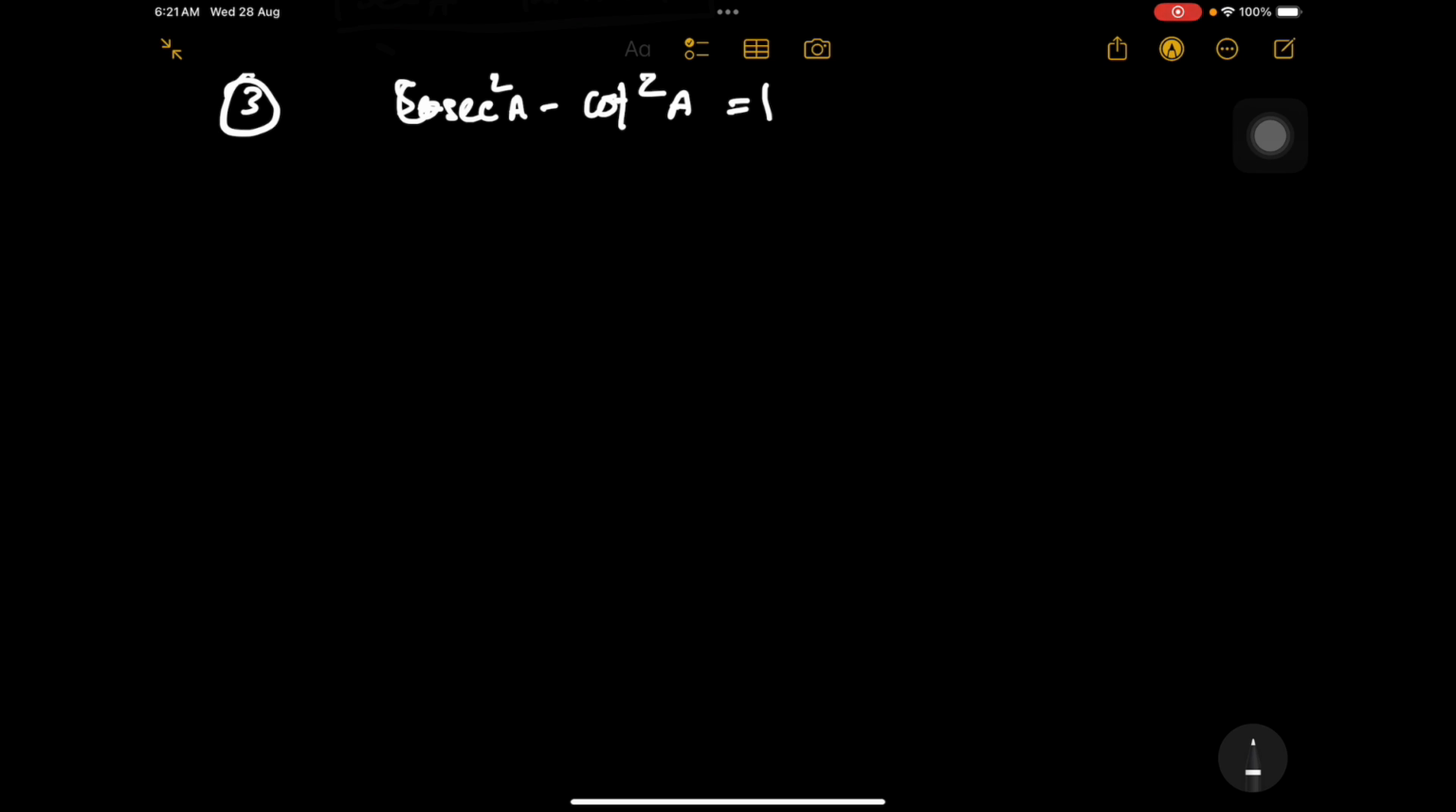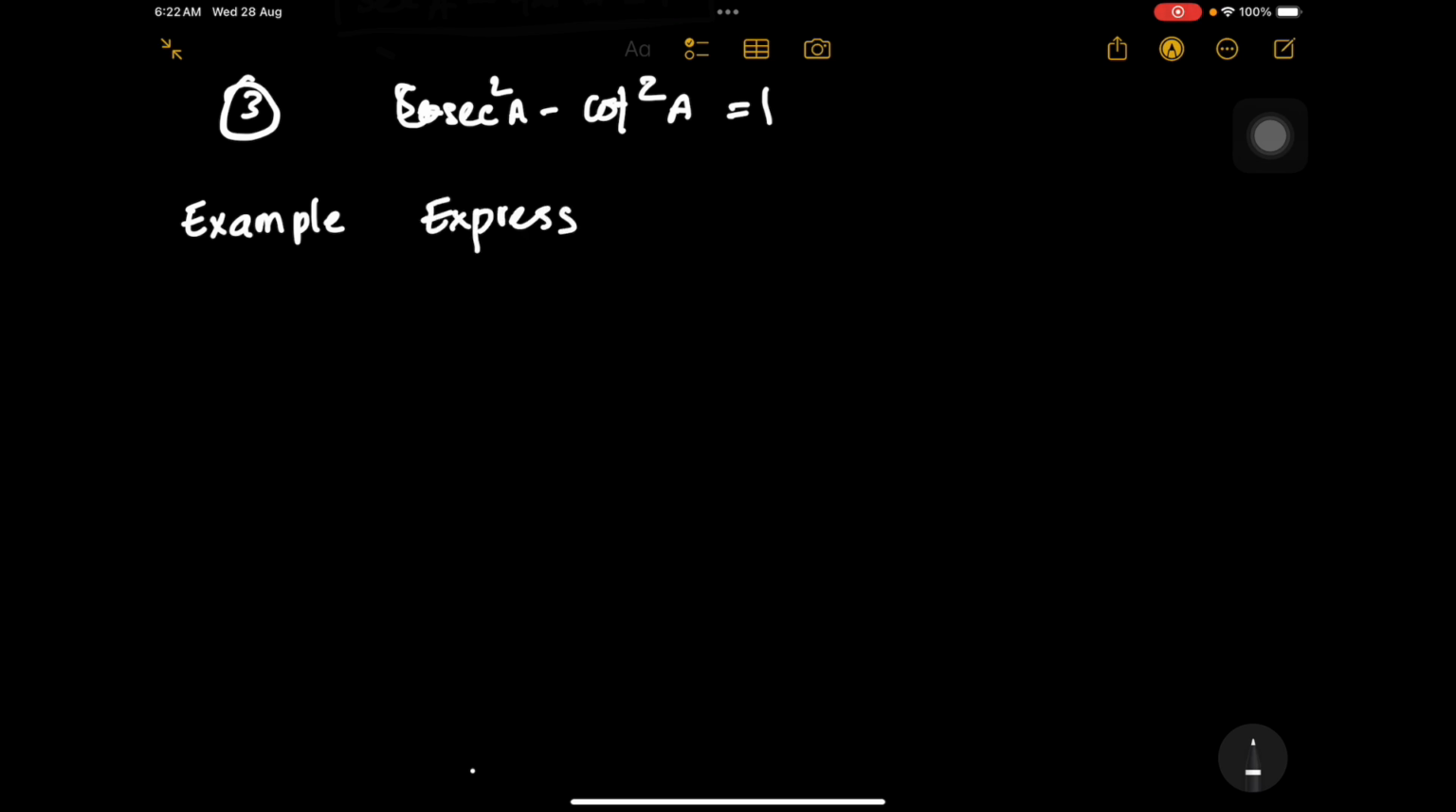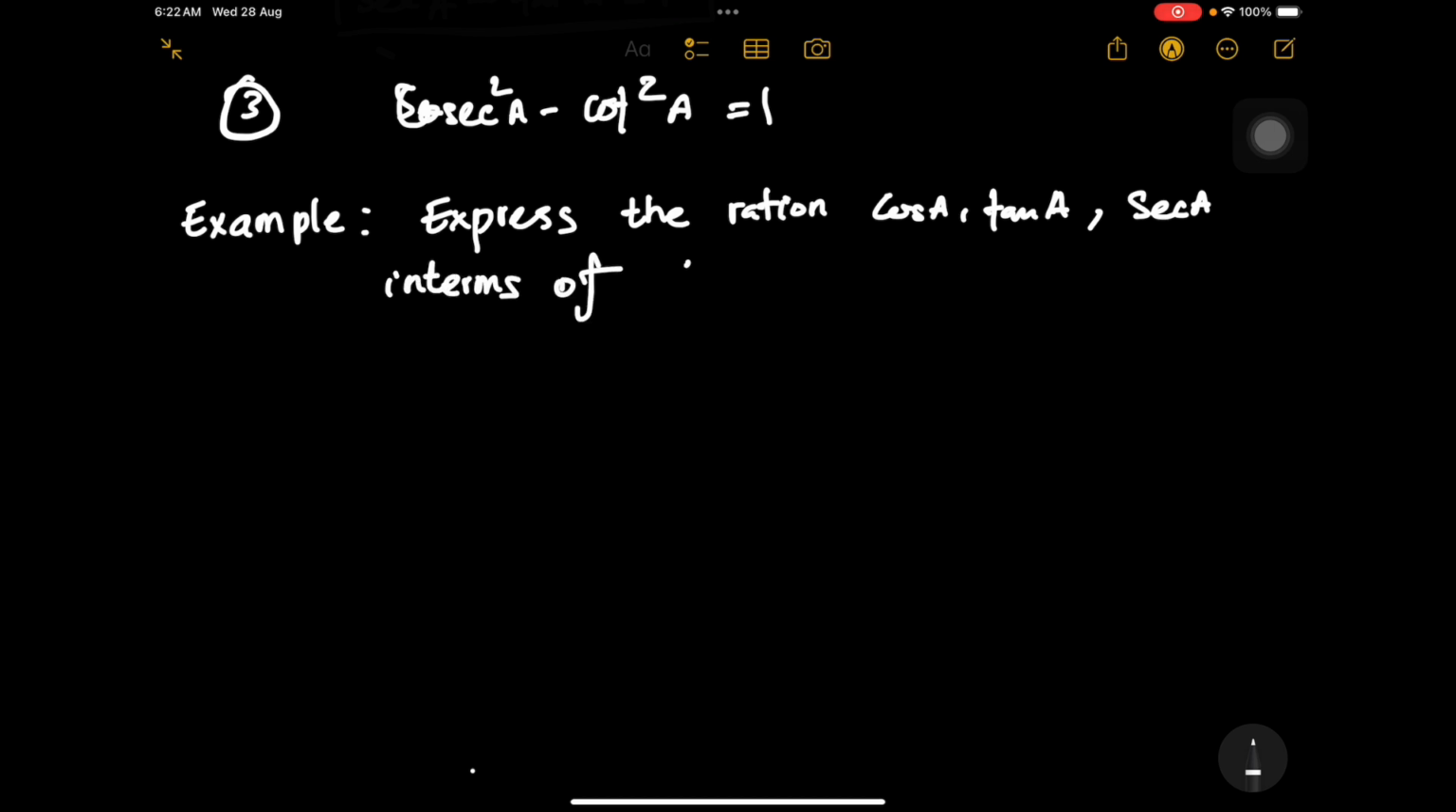So let's move on to an example. Express the ratios cos A, tan A, sec A in terms of sin A.